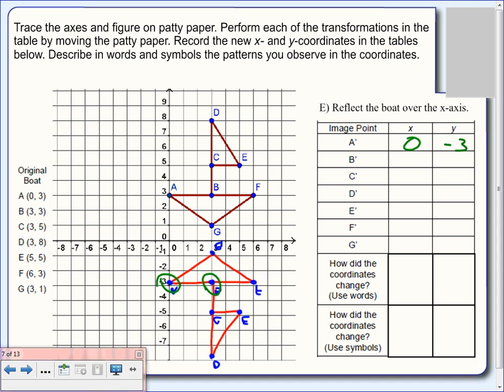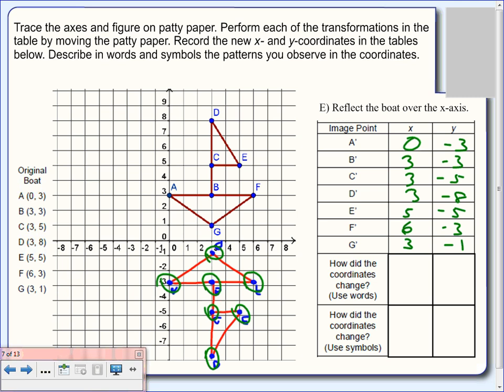3, -3. Now I'm looking for C. That's this one right here. C is now at 3, -5. It's just making the y's negative. D, that's this one down here. That ordered pair is 3, -8. E, that's going to be this one over here. That is now at 5, -5. F, that's over here. That ordered pair is 6, -3. And the last one, G, that's now at 3, -1.